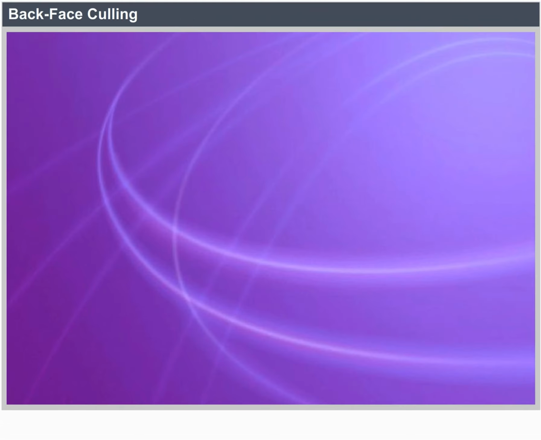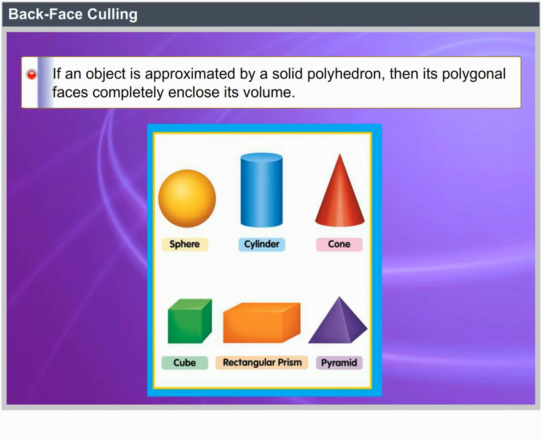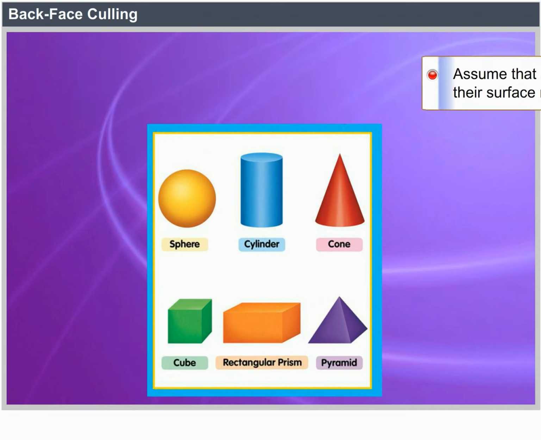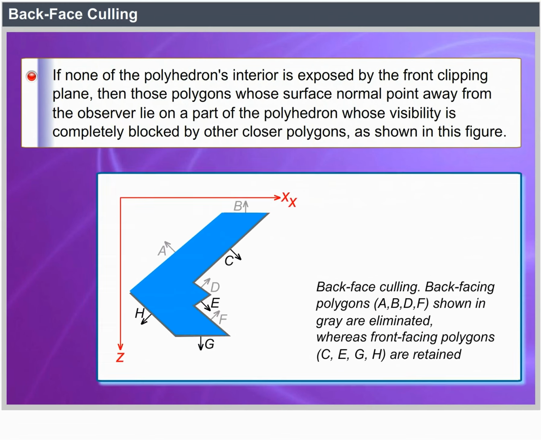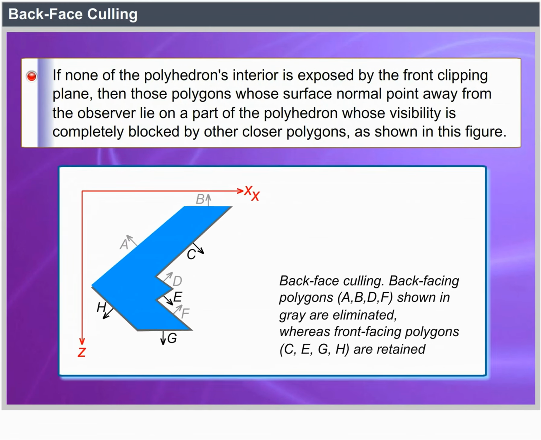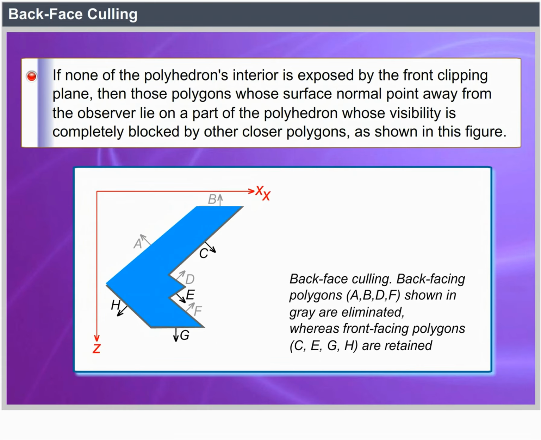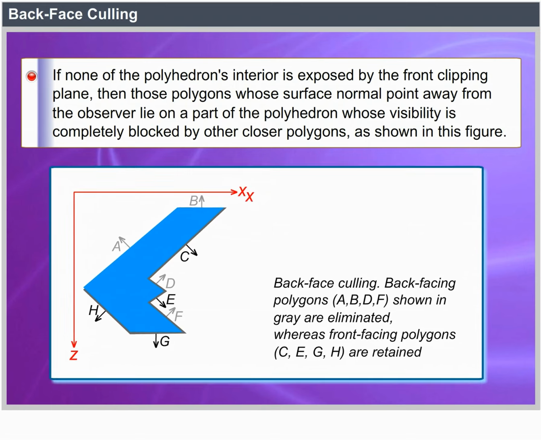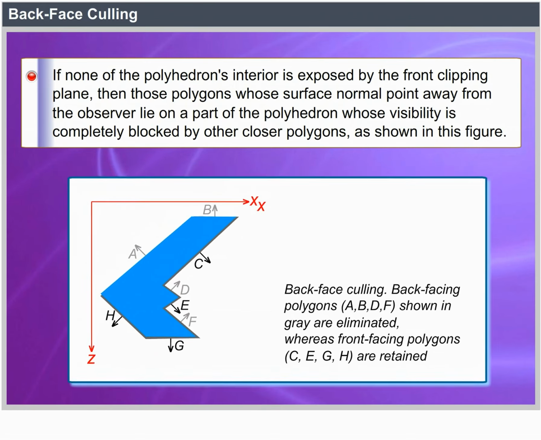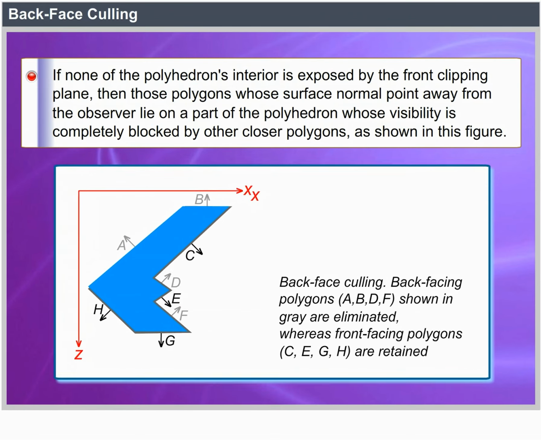Backface culling. If an object is approximated by a solid polyhedron, then its polygonal faces completely enclose its volume. Assume that all the polygons have been defined such that their surface normals point out of their polyhedron. If none of the polyhedron's interior is exposed by the front clipping plane, then those polygons whose surface normals point away from the observer lie on a part of the polyhedron whose visibility is completely blocked by other closer polygons, as shown in this figure.